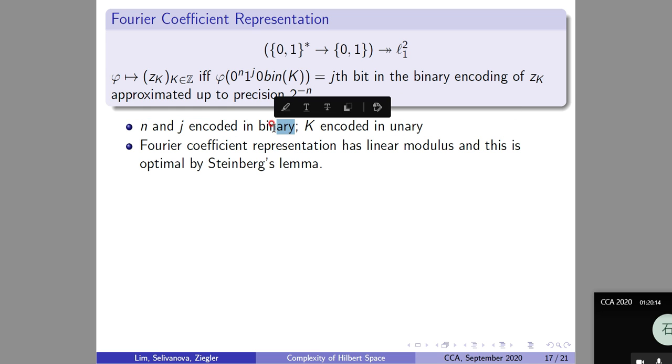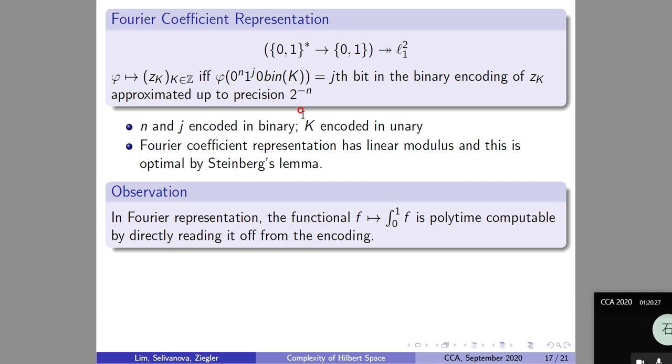That was a typo. This Fourier coefficient representation also has linear modulus of continuity, and this is optimal by Steinberg's lemma. Our observation is that in Fourier representation, the functional of taking f and returning the integration from 0 to 1 is polynomial time computable, because this is just a matter of directly reading off from the encoding.